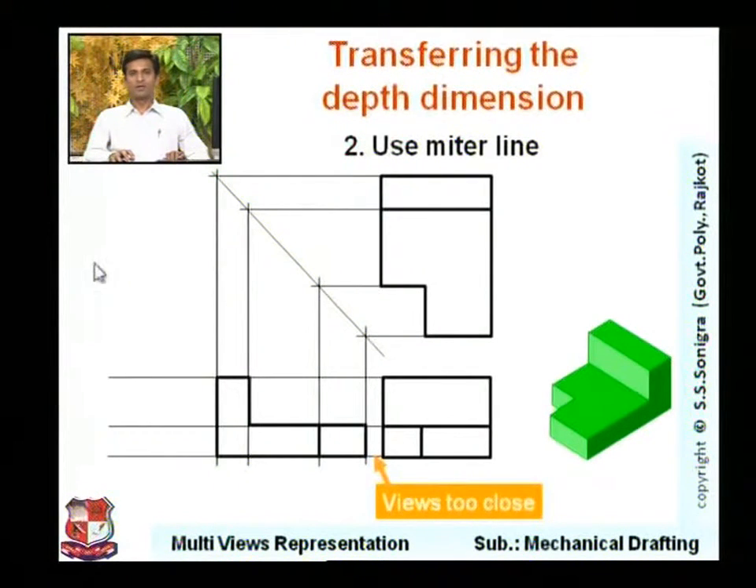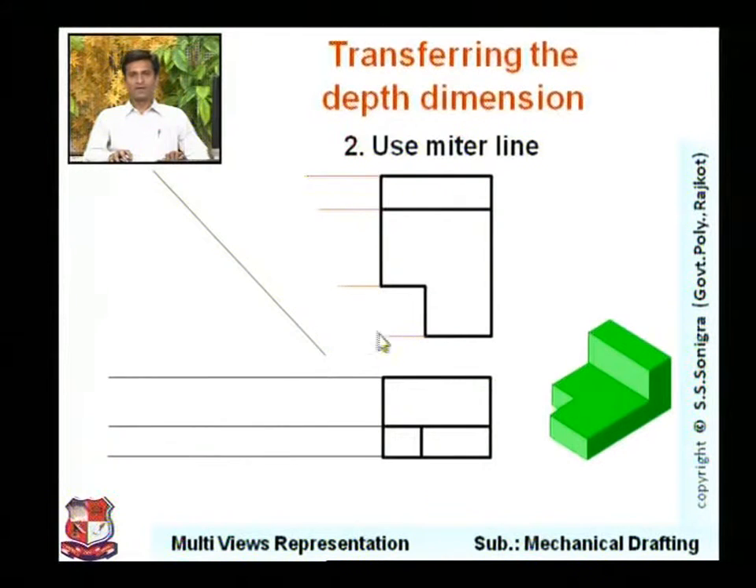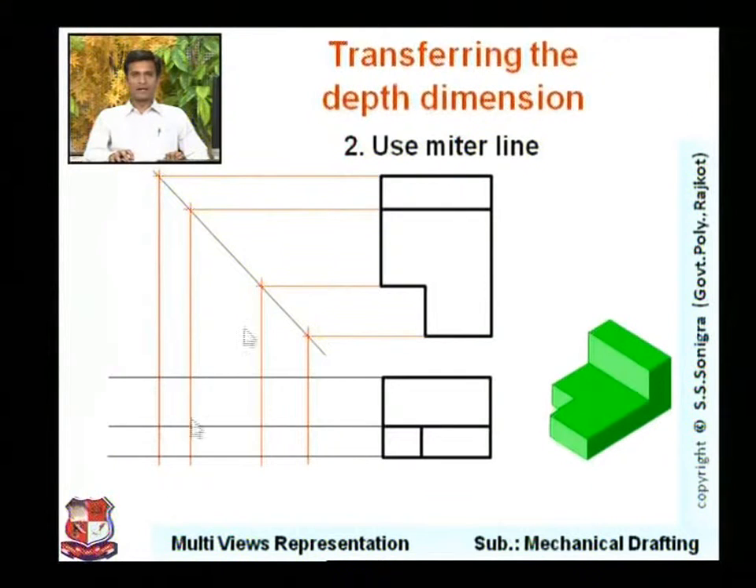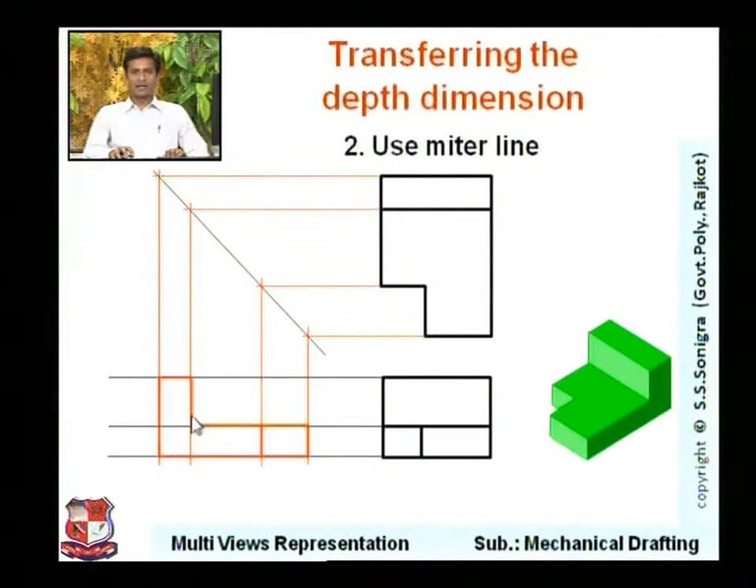Miter line should be drawn a little bit on this side, or by thumb rule from this corner, so that whichever distance is maintained over here, that would be automatically maintained over here. So it should be drawn a little bit away like this. Then transfer the projections from here and draw the side view by taking projections from miter line to here, and this is the side view of this object. So this is a good practice to use the dimensions in another view.